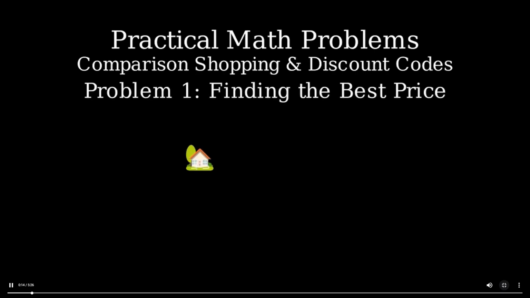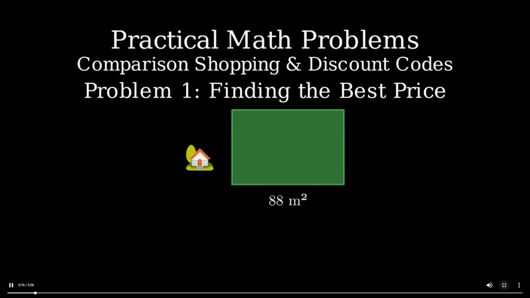A homeowner needs 88 square meters of lawn for their garden. They've researched several companies and want to find which one offers the best total price, including delivery. They've found 4 different companies that sell lawn. The Garden Shack charges $1.20 per square meter with a $12 delivery fee.